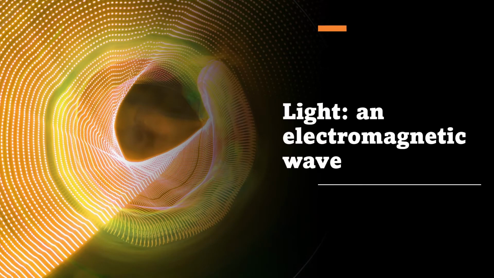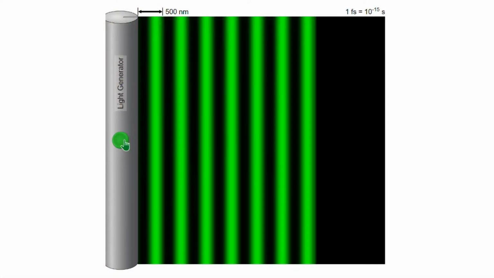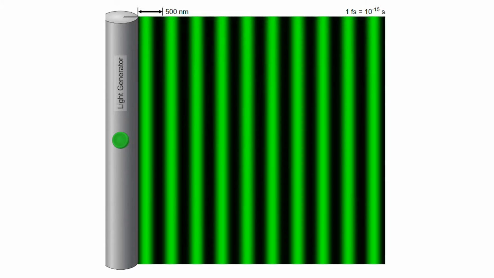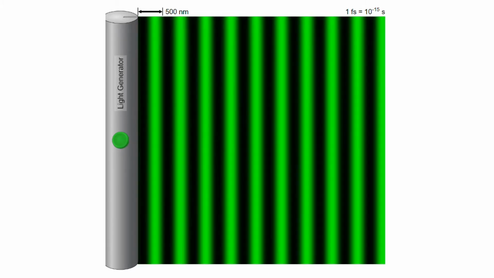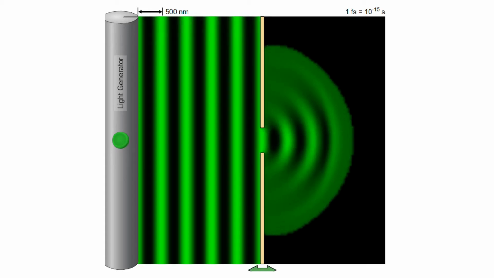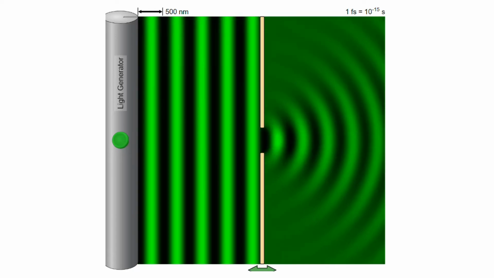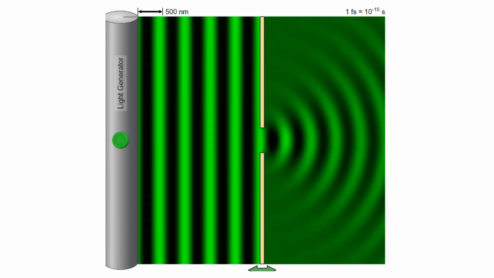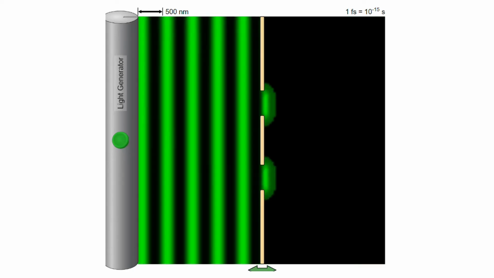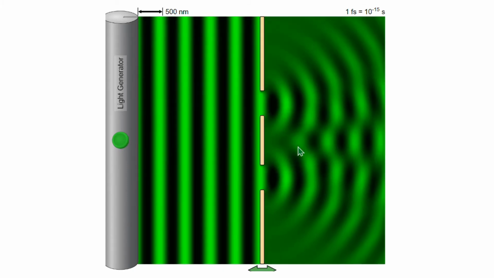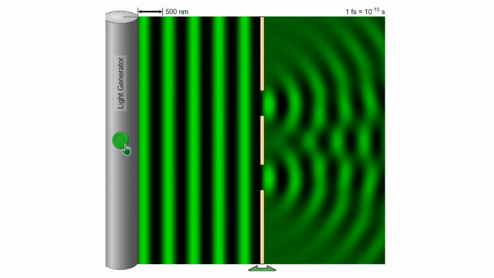Light as an electromagnetic wave. According to the wave theory of light, proposed by scientists like Christian Huygens and later supported by James Clerk Maxwell, light is composed of oscillating electric and magnetic fields that propagate through space. These fields are perpendicular to each other and perpendicular to the direction of the wave.